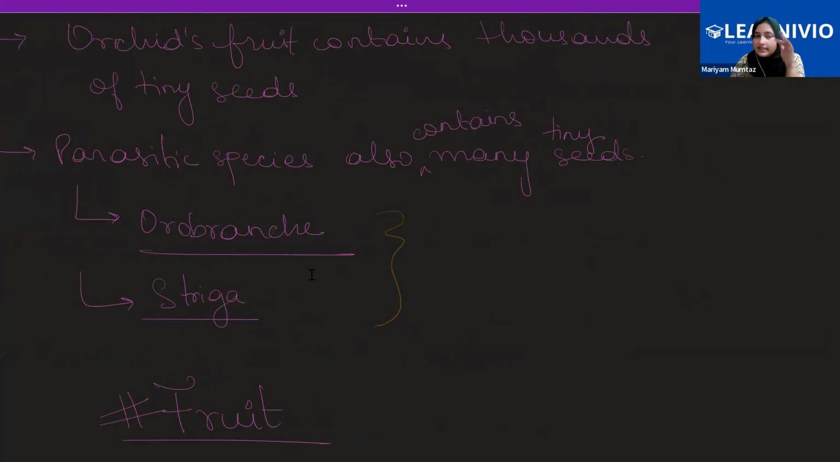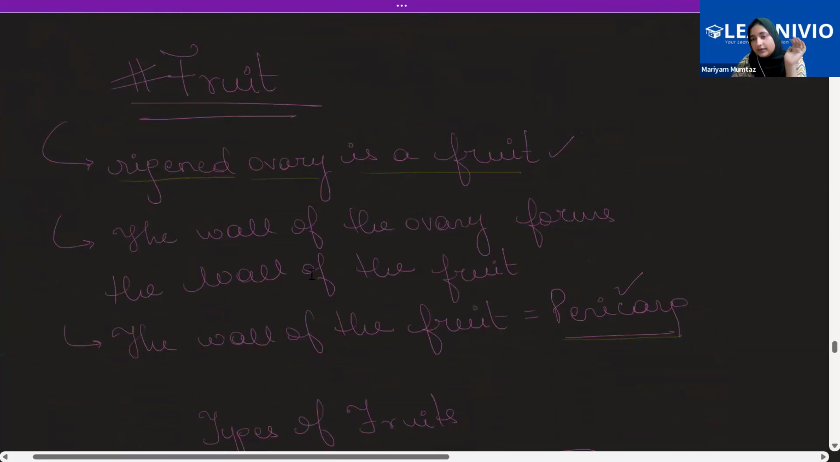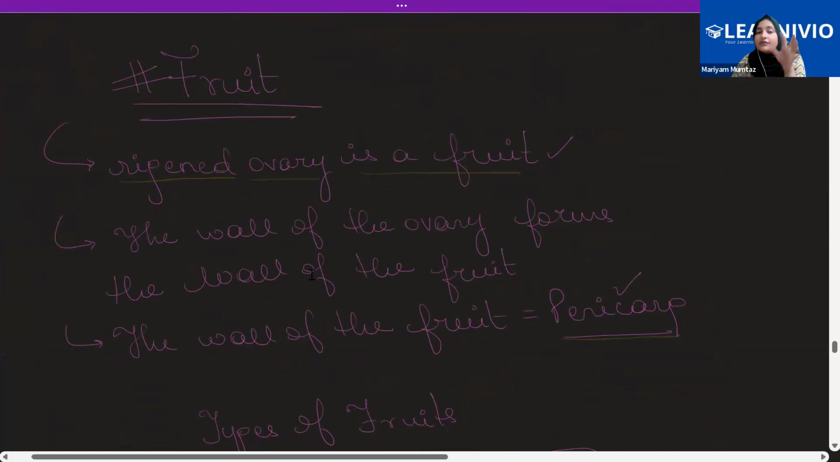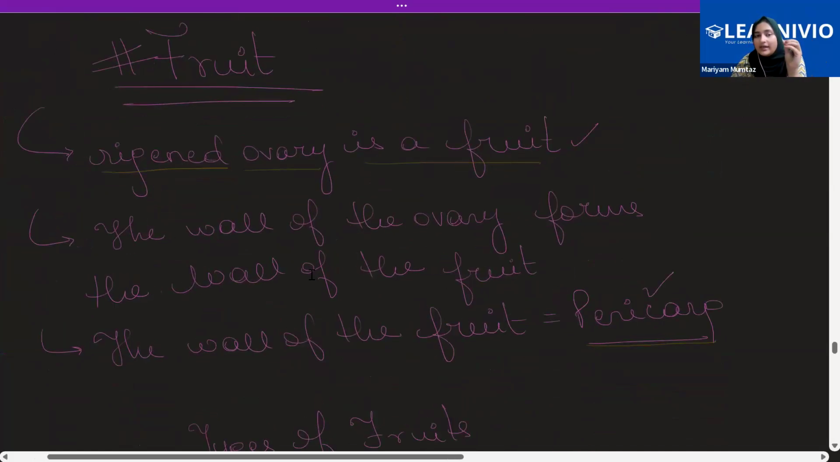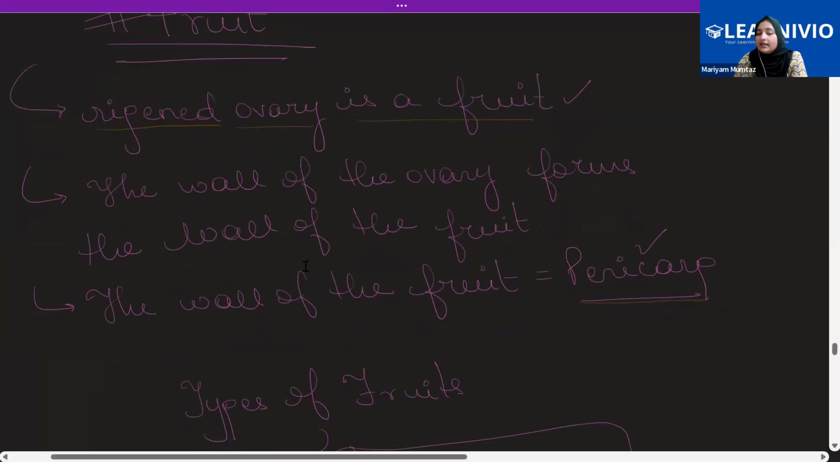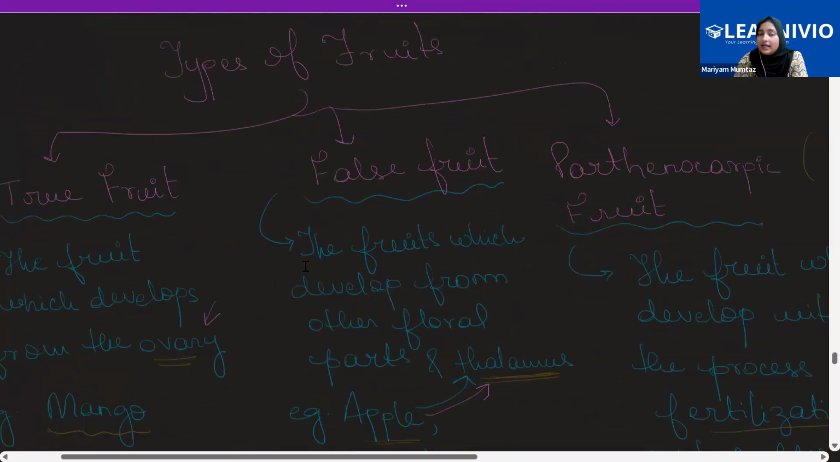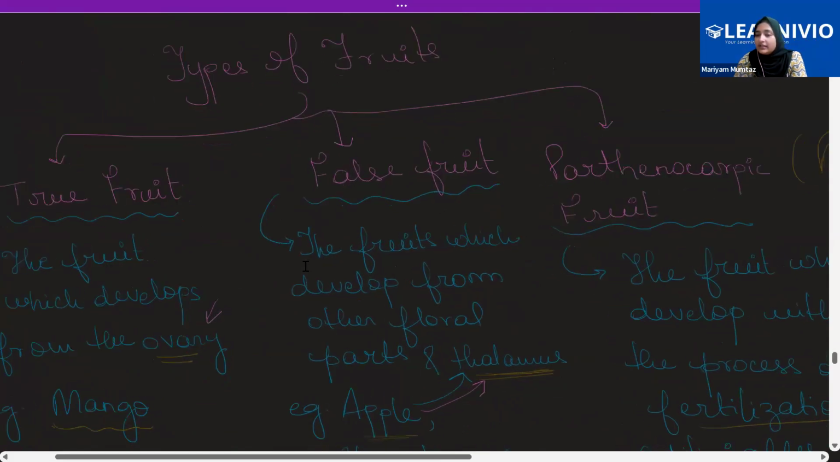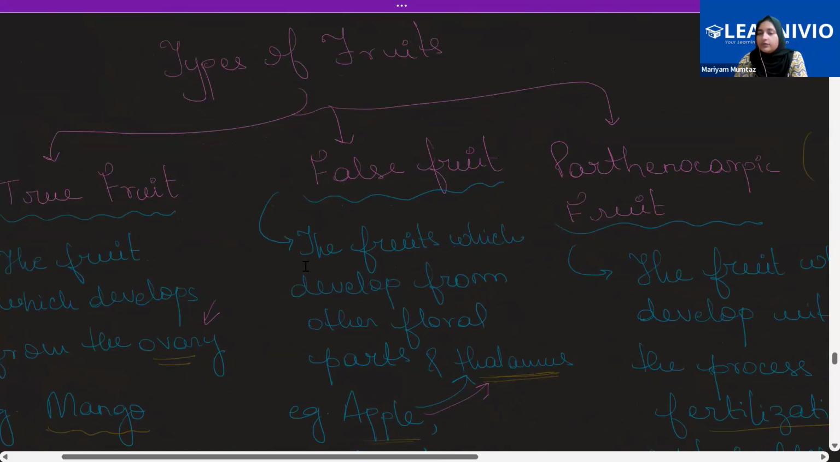Now, after the seed part is completed, we move on to the last part of the reproductive series, and that is the fruit. When the ovary becomes ripened, it forms a fruit. So the ripened ovary is a fruit. The wall of the ovary becomes the wall of the fruit and is called pericarp. Depending upon their origin, fruits are of three types: true fruit, false fruit, and parthenocarpic fruit.